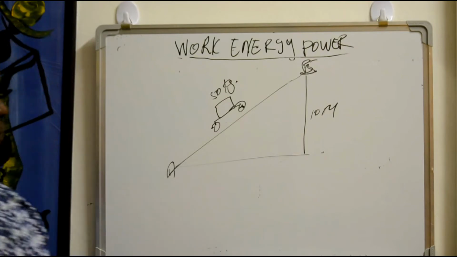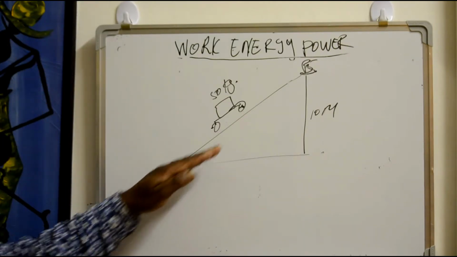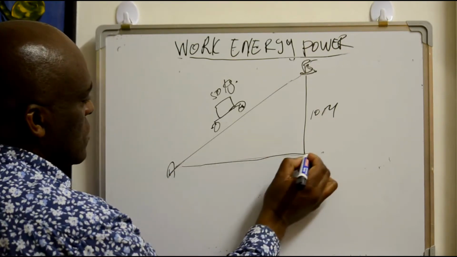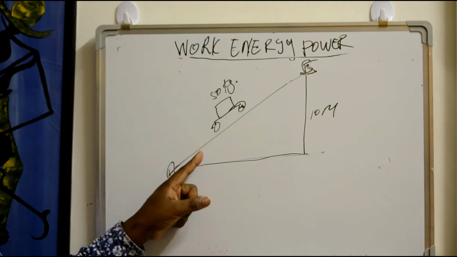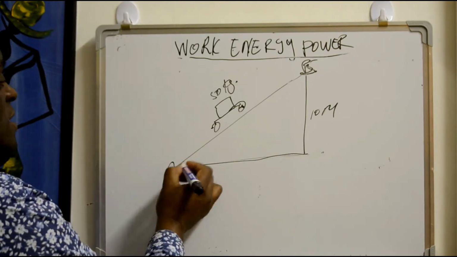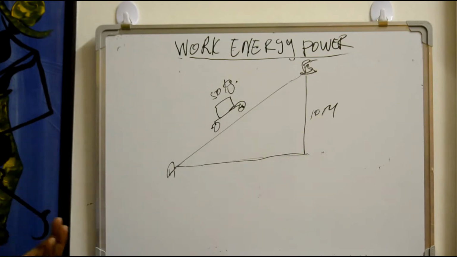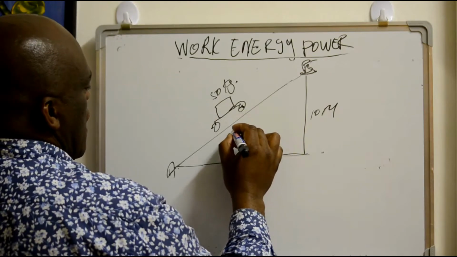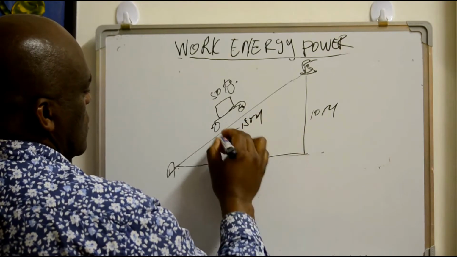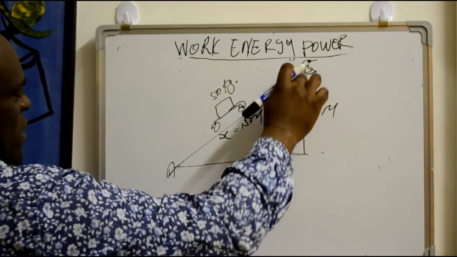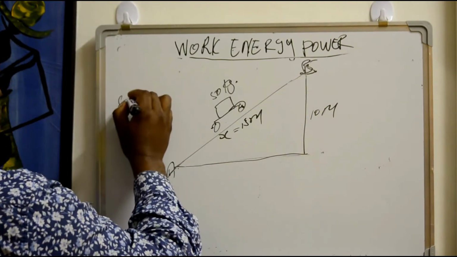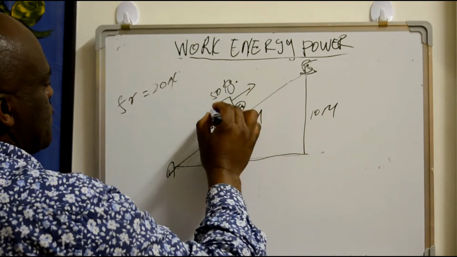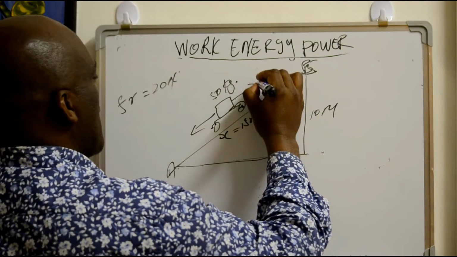Now, as the trolley moves upwards, we don't have the angle now. In the previous example, we had 30 degrees, but in this example, we have a height. Let's say the distance from here to there, my x, is 15 meters. Let's say my friction force is 20 Newton. Then my force applied is 70 Newton.